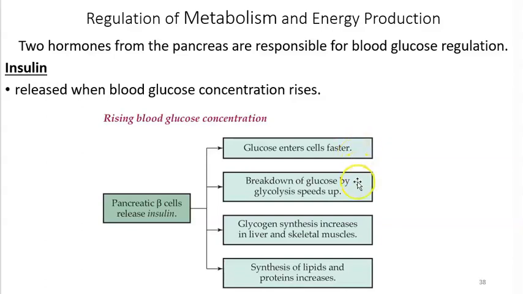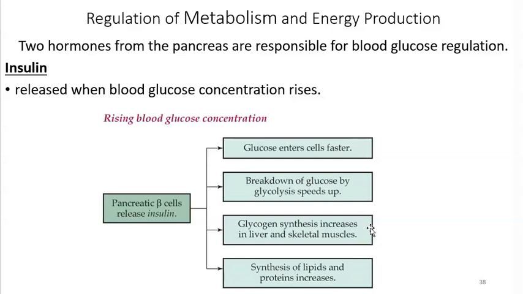It helps to increase glycolysis, and we haven't talked about glycolysis, but I'm sure you've seen it before in other classes. So that's the breakdown process of glucose. It increases glycogen synthesis in the liver and in skeletal muscle. So glycogen is a long chain, a polymer of glucose. And so that's the way that we store quick energy in glycogen.